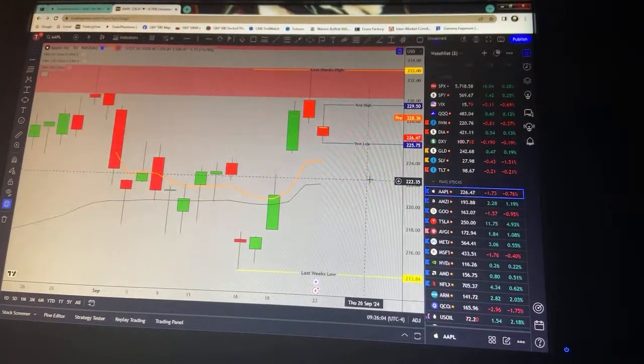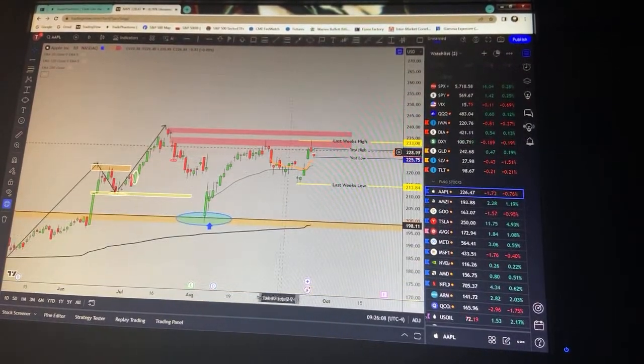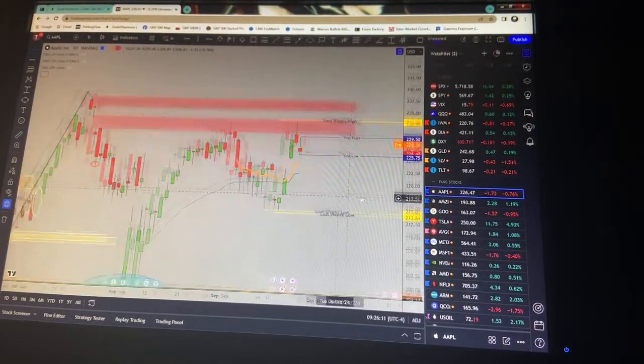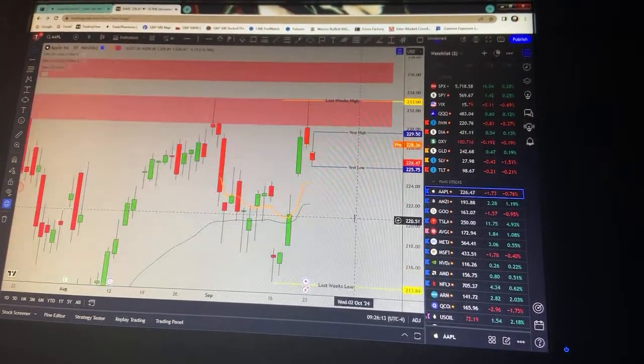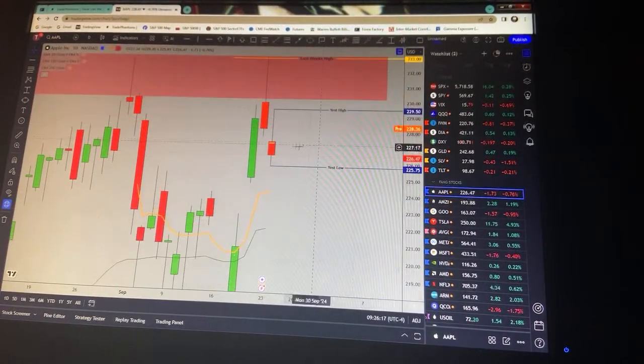Apple has been respecting this supply, but just be careful with this. Still macro picture uptrend. Yesterday's high, yesterday's low, yesterday's close here, slight gap up here. Still inside gap, but a little bit of a pain gap.